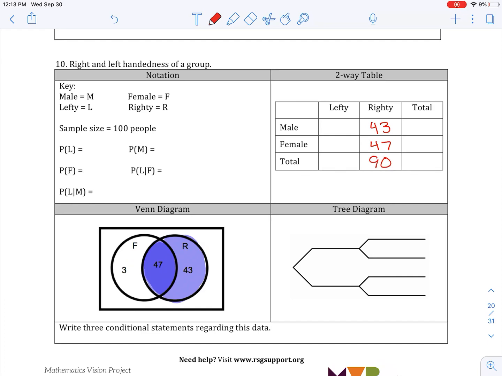Let's get a total over here too. Okay, let's just go ahead and add that up. And give me just a second, guys. I'm gonna do something on my computer here.